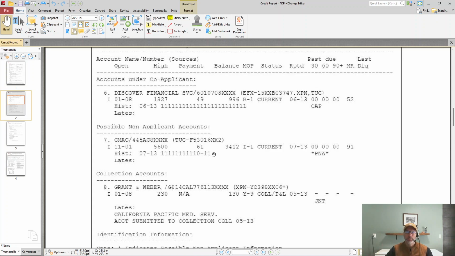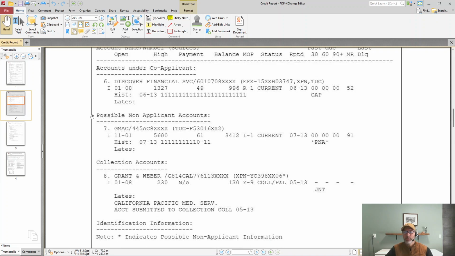In this situation, we can see, though, all of the joint accounts have lates also, so that would not be a good option here. This possible non-applicant account, these are interesting. This is possibly an account that the credit report is saying it may not be the applicant's. We need to verify it, and there are ways to do that. But it is somehow being tied to the Social Security number. I've seen this happen in a number of instances.